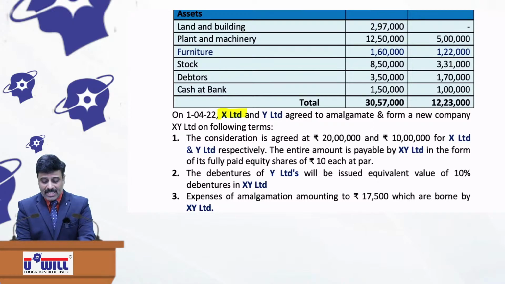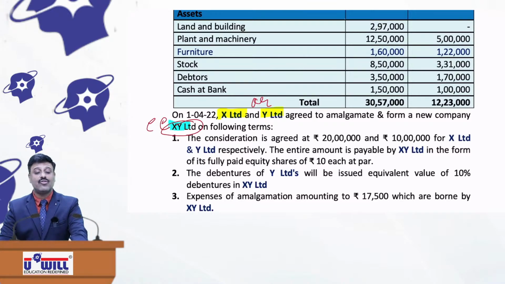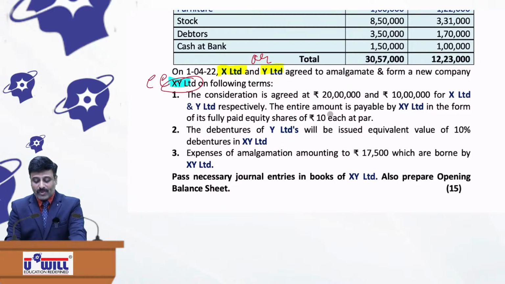terms. So this we have discussed in earlier session also, that X Limited and Y Limited are here the transferor companies. They are going into liquidation. XY Limited over here is a transferee company, buying company. Now today we will be understanding the entries in the books of XY Limited, which is a transferee company. The consideration is agreed at rupees 20 lakhs and rupees 10 lakhs for X Limited and Y Limited respectively. So 20 lakhs is the purchase consideration for X Limited and 10 lakhs is the purchase consideration for Y Limited.